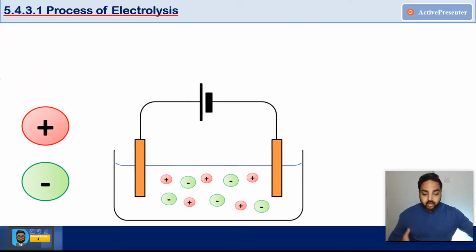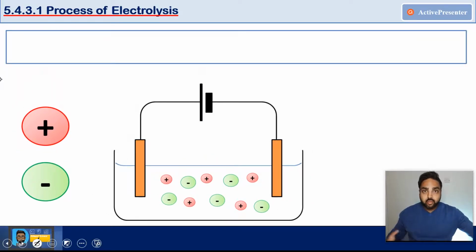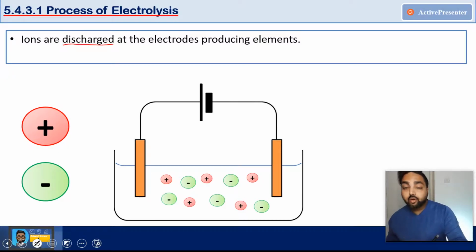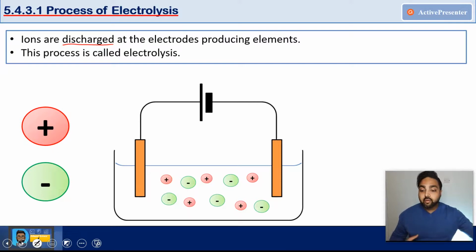Now, in terms of this setup, what was the summary? Ions are discharged at the electrodes producing elements. So what do we mean by discharged? That means they no longer are charged. If they're no longer charged, then that means they've either gained or lost electrons depending on what they are. Finally, this whole thing is called electrolysis.